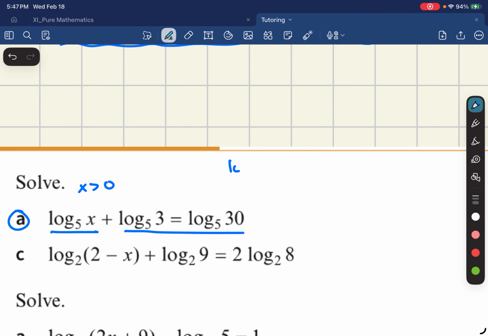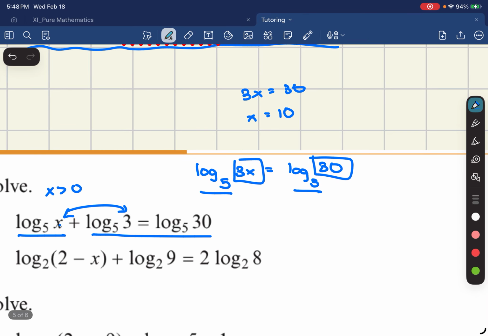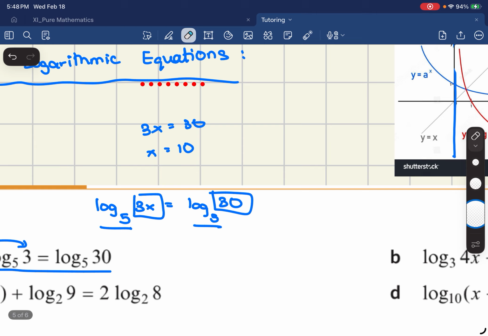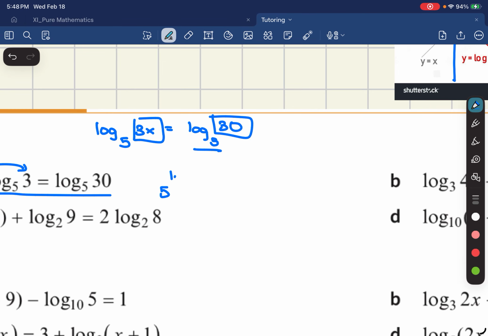Now we can use the laws of logarithms to combine the left-hand side. Log base 5, and then these we can just multiply, equal to log base 5 of 30. There are two ways to think about it. You can say, I have the same base, so these values must be equal: 3x must be equal to 30, so x is equal to 10, and 10 is greater than 0, so we're fine. Another way to think about it is that if these two things are equal, then if I raise 5 to these two things, it still must be equal. I'm choosing 5 because that is our base.